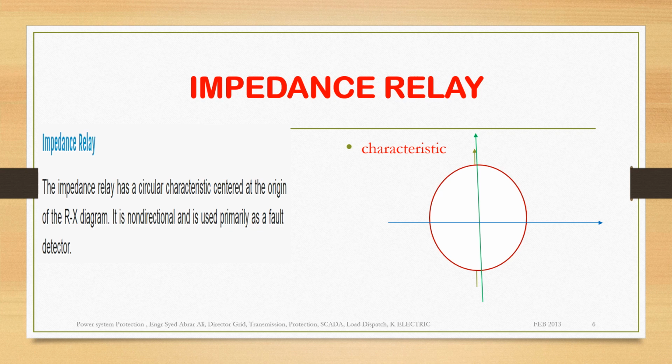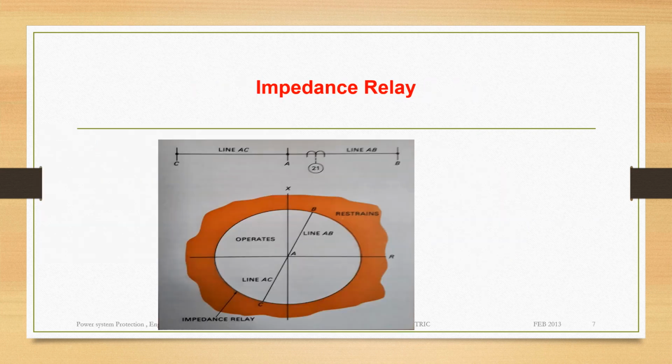So this is not very common, but this is used as a starting type of element. When we discuss in detail, these things will be clear to you. But for now, for any question or viva, you should know that this is a non-directional relay. It looks at both sides of the bus bar, and therefore it is not normally used independently.